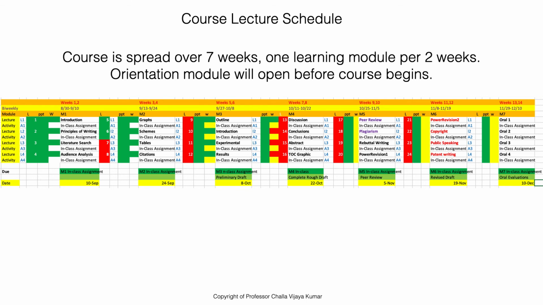We have 7 modules. This course is spread over 14 weeks, not 7 modules, so 1 learning module per every 2 weeks. The orientation module will open before the course begins. It actually did, and so you'll be able to go through that. But module 1 and module 2, 3, 4, 5, etc. I've listed them out, and each module has 4 lectures and 4 assignments.